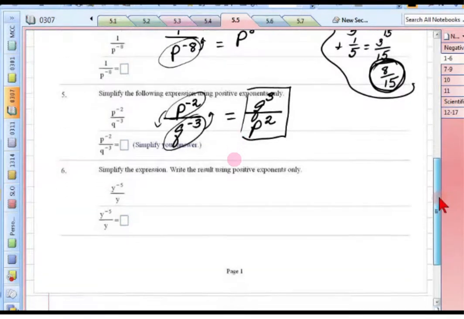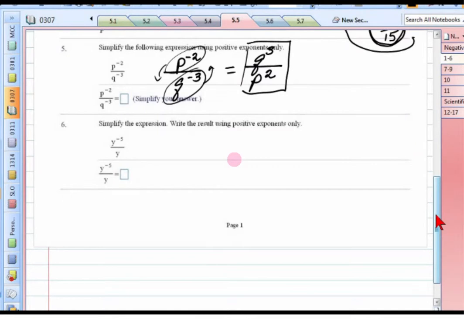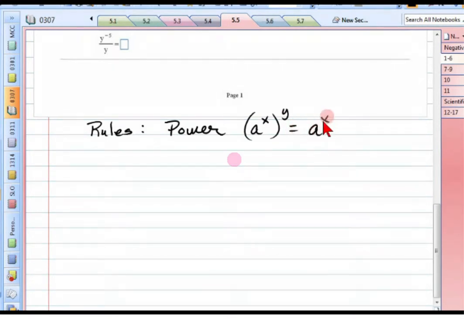All right, now number 6. Number 6 is the first of a few problems that perhaps will use multiple rules. So I'm going to go down to the notebook part of this little page, and I'm going to remind you of our rules. I'm going to write them in the same order that they're on your blue sheet. That order is my suggested order of the way that you use the rules. The first rule is the power rule, which says if you have a to the x and you raise it to the y, you get a to the xy.